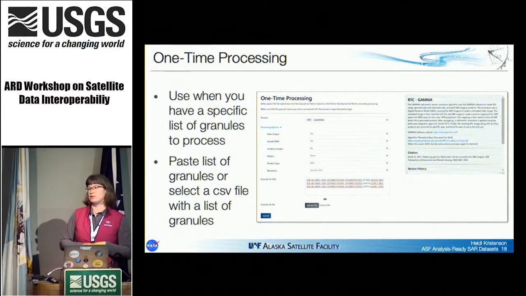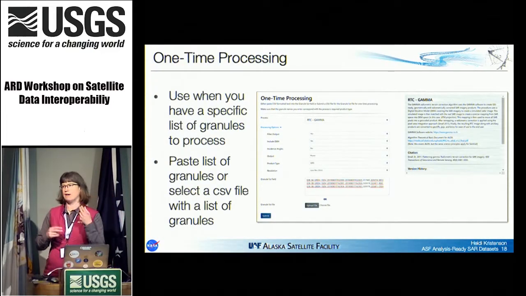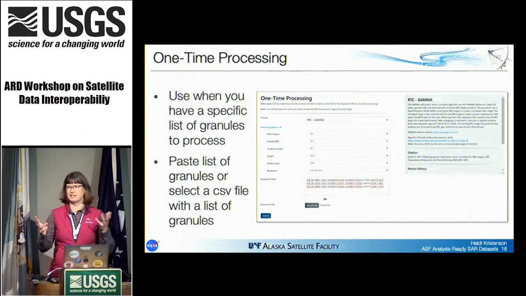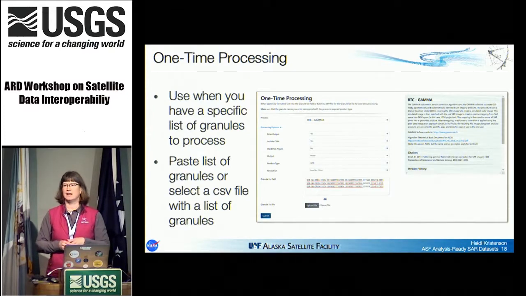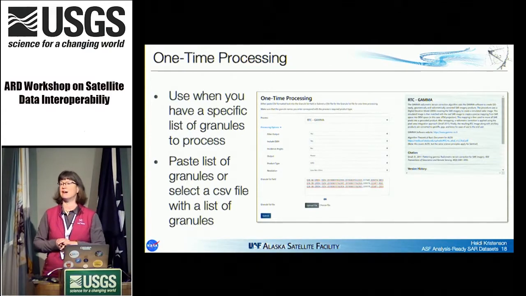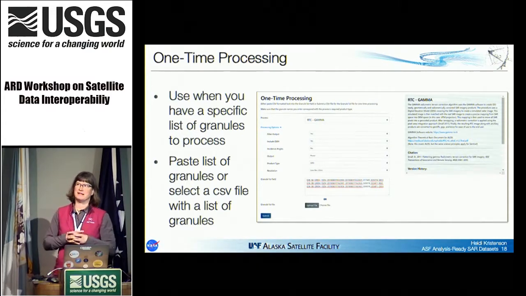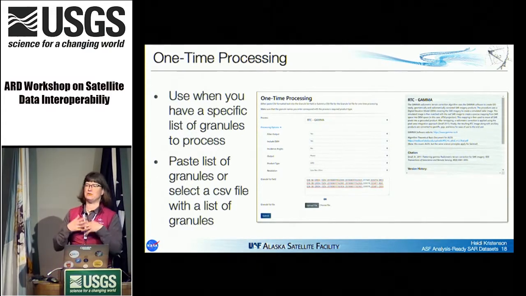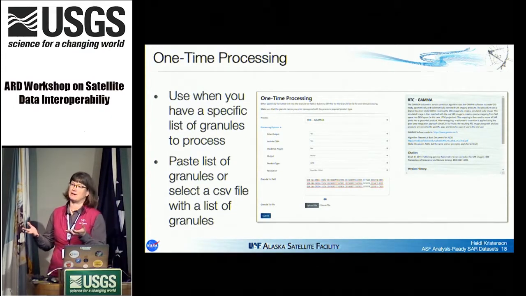There is also the opportunity to just do a one-time processing. If you have 2 granules that you want to process for RTC, you can just go to the data search portal and copy those IDs and paste them in there, and then you know exactly what you're getting and how many you're getting. So if you sign up for HYPE, you have a pretty small quota. It's only 25 granules a month.